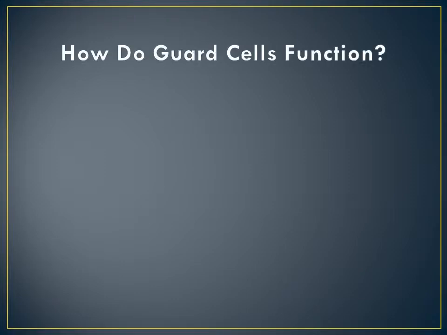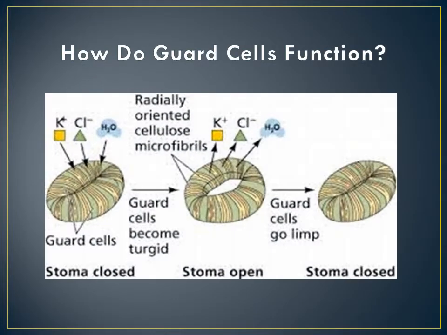So now let's find out how guard cells function. Here's a step-by-step diagram of their function. In the light, guard cells actively pump protons out, thus facilitating the entry of potassium and chlorine. Higher internal potassium and chlorine concentrations give guard cells a more negative water potential, causing them to take up water. The resulting increase in turgor pressure stretches the cells and opens the stoma.